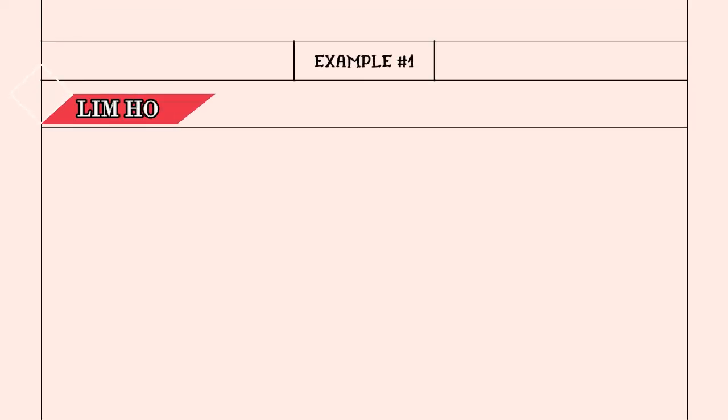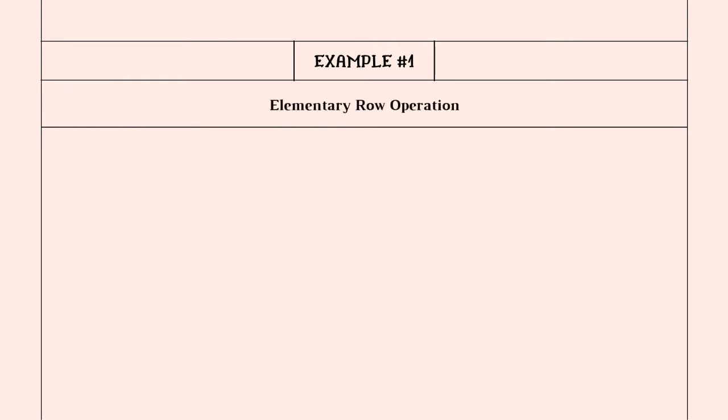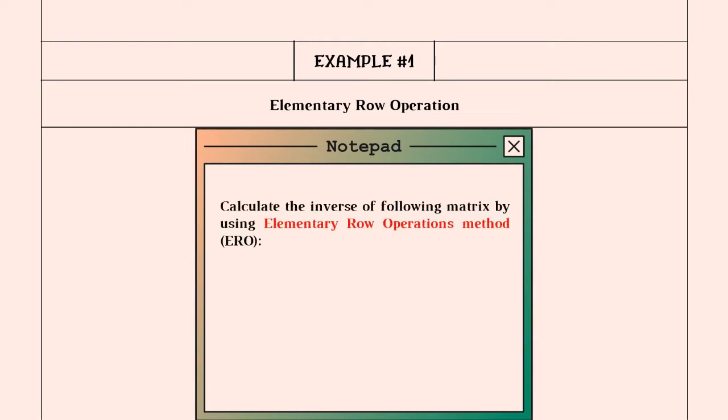Now moving on to example 1, which uses the elementary row operation, also known as ERO, to find the inverse matrix. Here is the example question with matrix A, and we need to find the inverse matrix of matrix A.